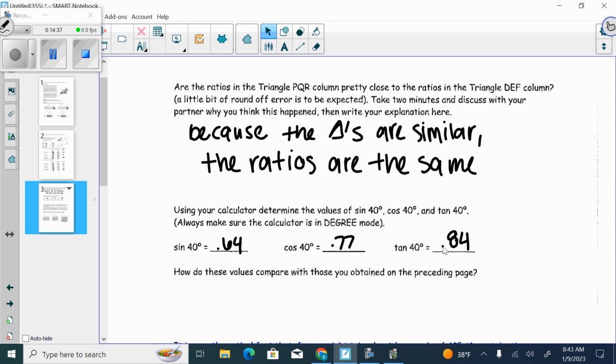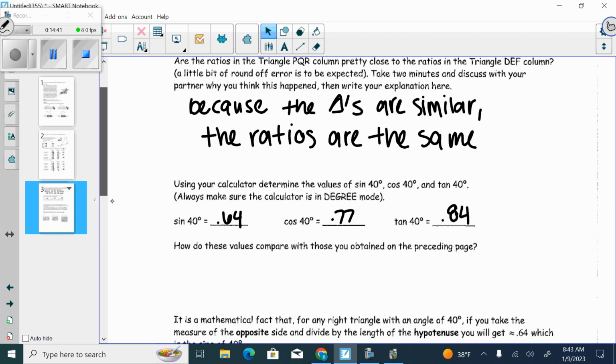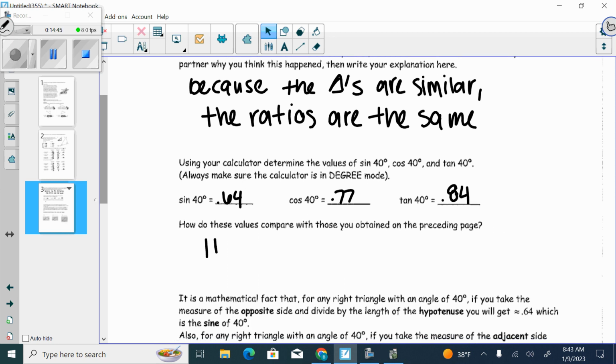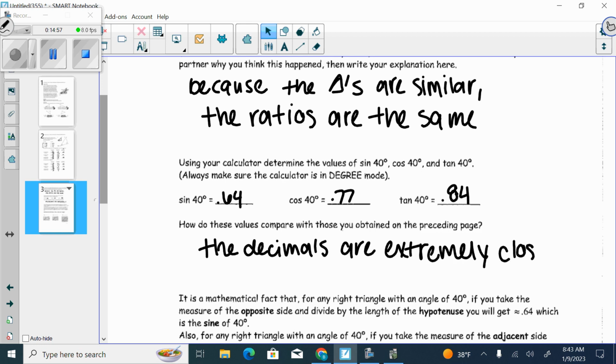Anything? They're pretty much exactly the same, right? Or at least extremely close, maybe a decimal or so off, okay? So we notice that the decimals are extremely close. So they go on to explain why that is.